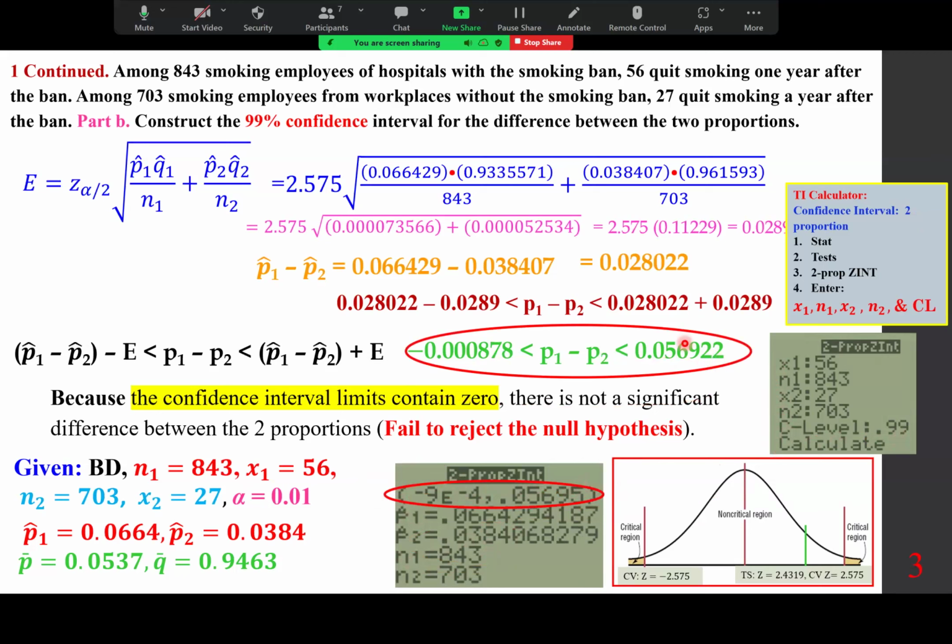The right side is easy to see. The left side, this is again scientific notation, which means negative 9 times 10 to the power of negative 4. I want to make sure we understand what that means. So this means negative 9 times 10 to the power of negative 4. That means the decimal is here. Move it this way 4 places.